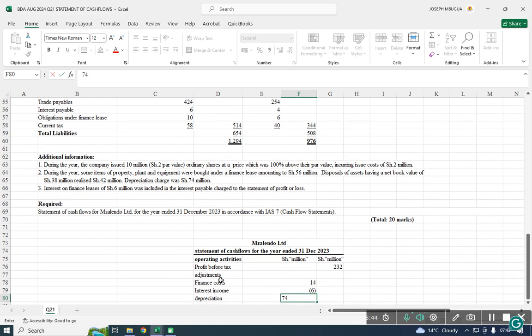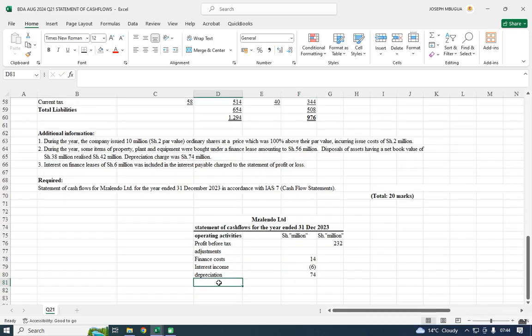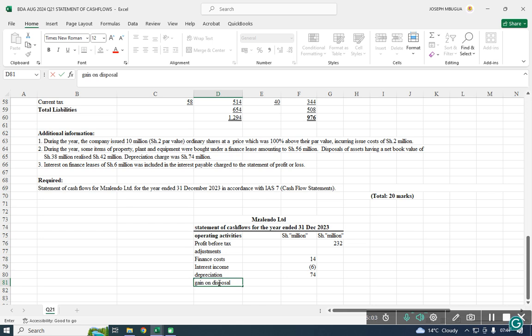Remember, depreciation is a non-cash item. So we add it back. And there was a disposal of assets with a net book value of 38, realized 42. So we had a gain on disposal of assets. And for these assets, we shall take 42 minus 38.